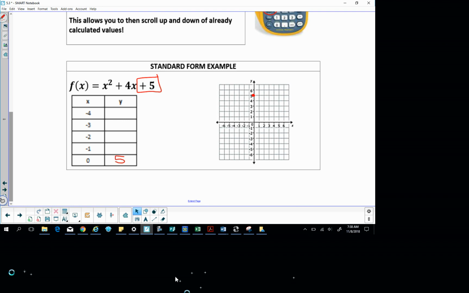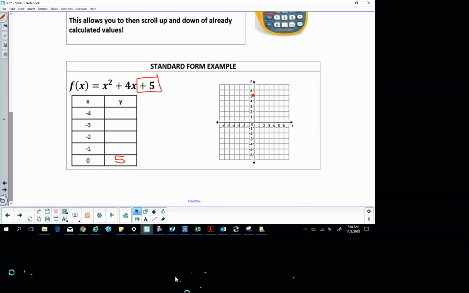Oh, make sure you click this X right here. Yeah, click X, and then click X squared plus 4x plus 5. Does everyone get how to type it into your calculator? Then what do we do next? Press enter like 5 times. And you can see the table.